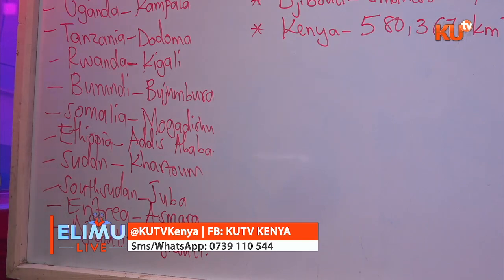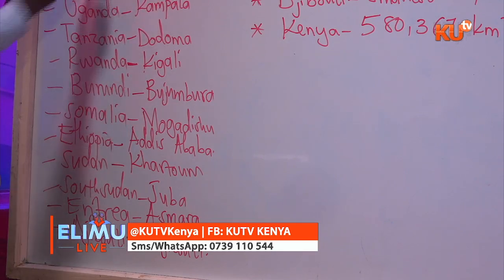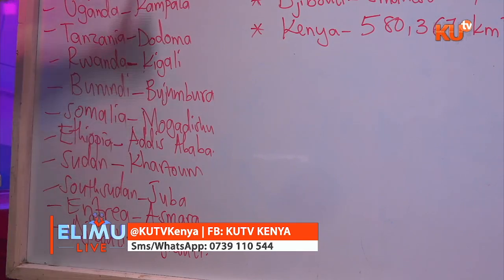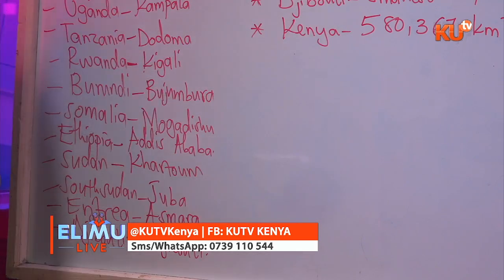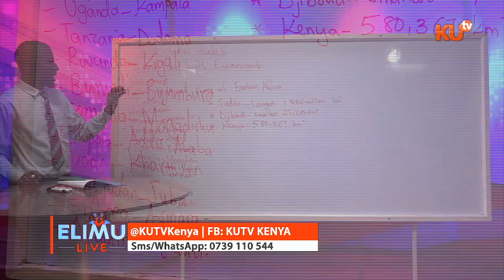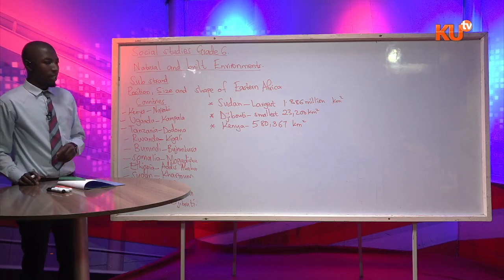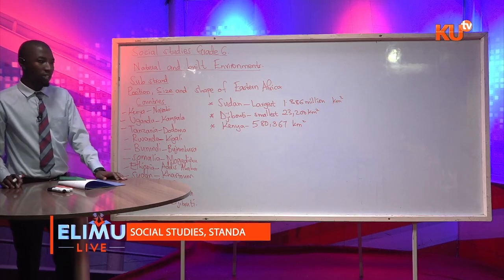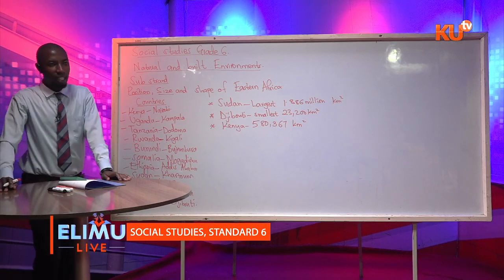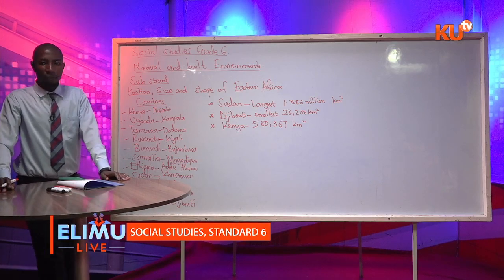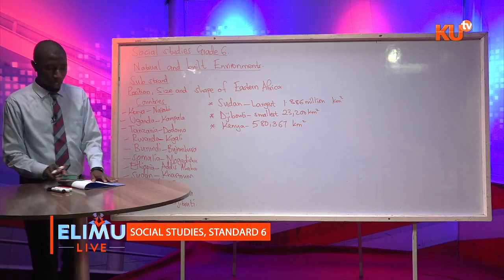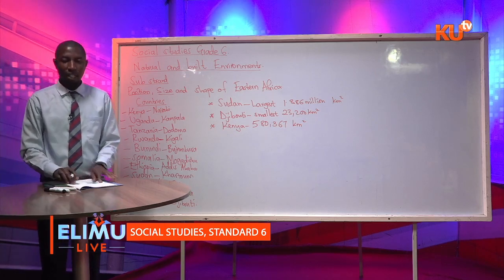Now, I want to go to a position. Where are they located? I've dealt with size and I've dealt with the shape of the Eastern Africa countries. The position of these countries, the Eastern African region is located to the east of Africa, and that is why it's called the Eastern African region.